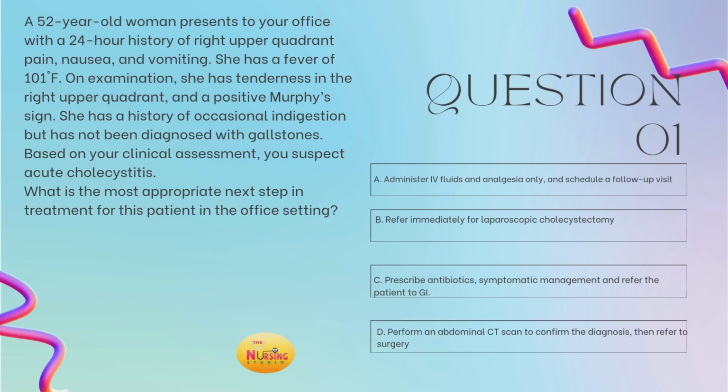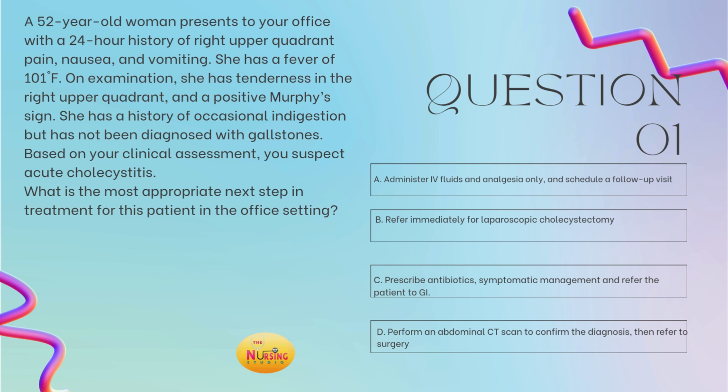Question number one states: a 52-year-old woman presents to your office with a 24-hour history of right upper quadrant pain, nausea, and vomiting. She has a fever of 101 degrees. On exam, she has tenderness in the right upper quadrant and a positive Murphy sign. She has a history of occasional indigestion, but has not been diagnosed with gallstones. Based on your clinical assessment, you suspect acute cholecystitis. What is the most appropriate next step in treatment for this patient in the office setting?